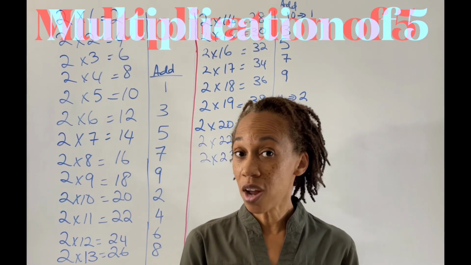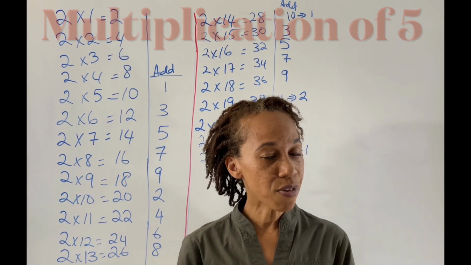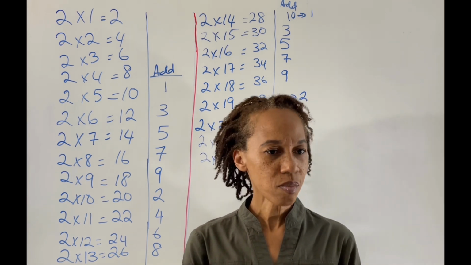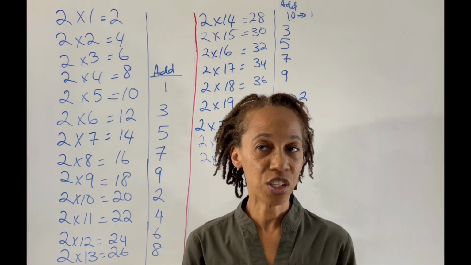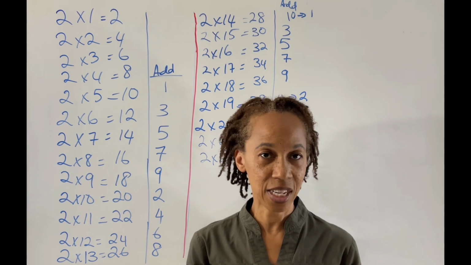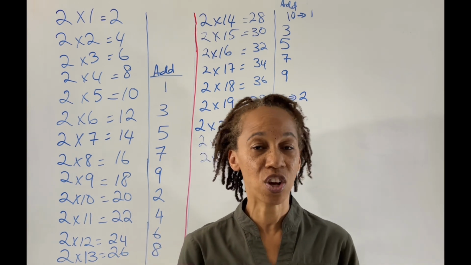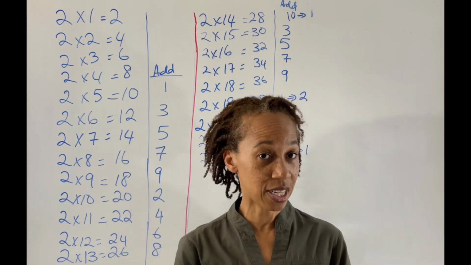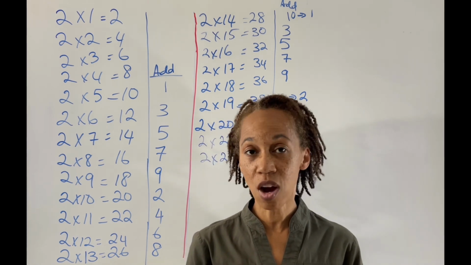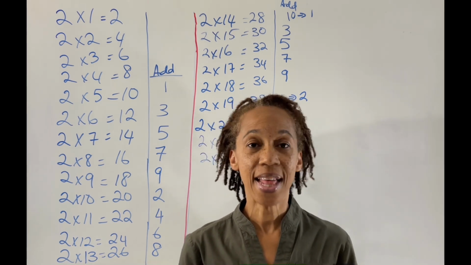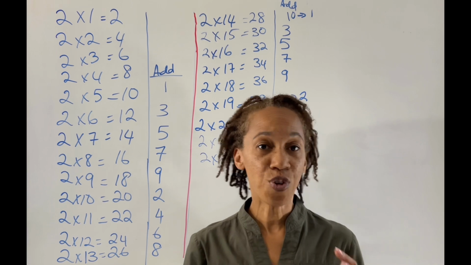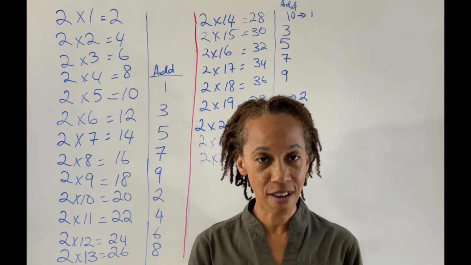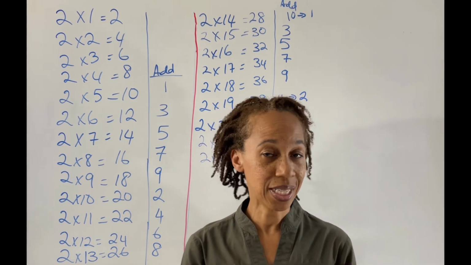Now let's move on to the number 5. The number 5 is a nice number because you know each number at the end is going to either have a 5 or it's going to have a 0 as the last digit. So let's start out with multiplying the number 5 and then let's see what happens. So 5 times 1 is 5. 5 times 2 is 10.